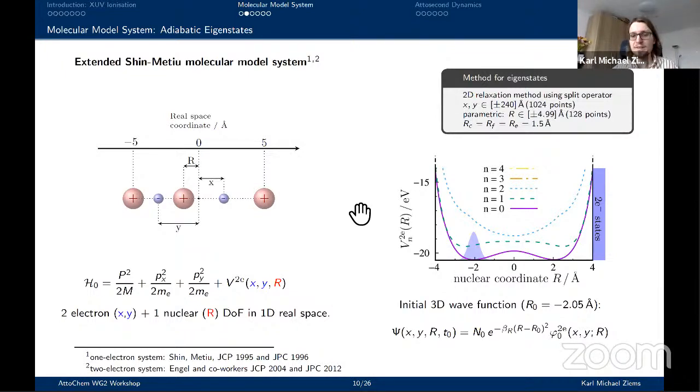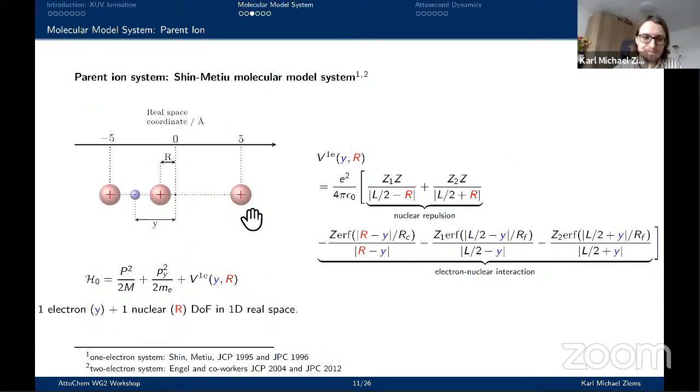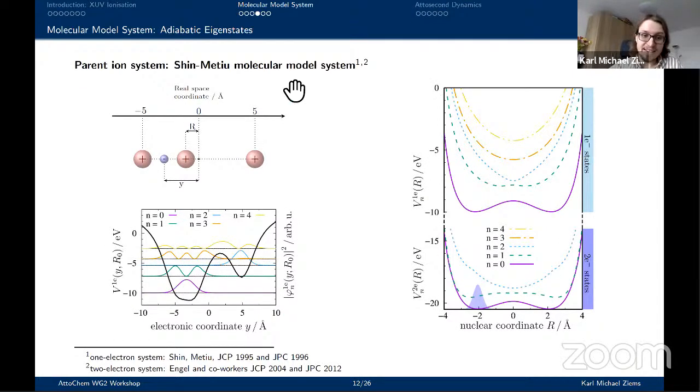Now, obviously, if we ionize this model system, one electron will leave the system, and we have a parent ion system, which has 1 electron less, and is then described with 1 less electronic degree of freedom, with the Hamiltonian and potential shown here. And for this, again, we can solve the time-independent Schrödinger equation and obtain potential energy surfaces for our 1 electron parent ion.